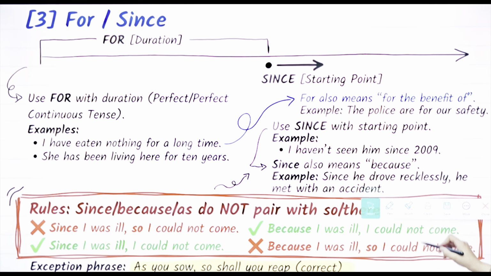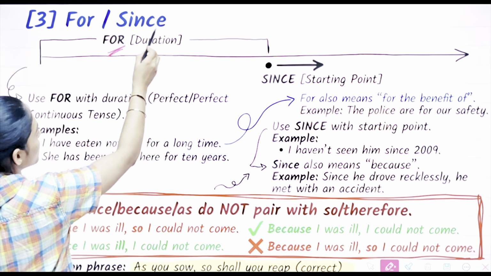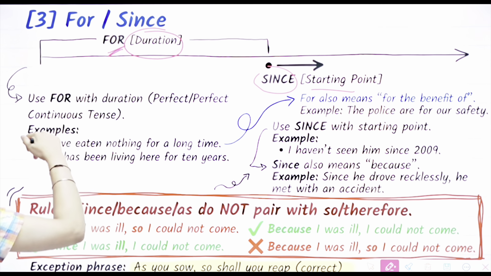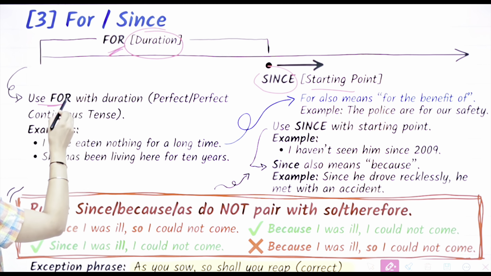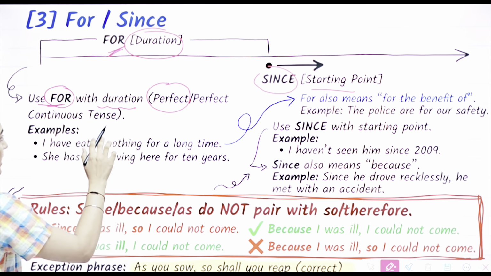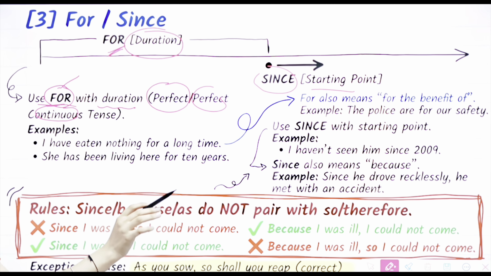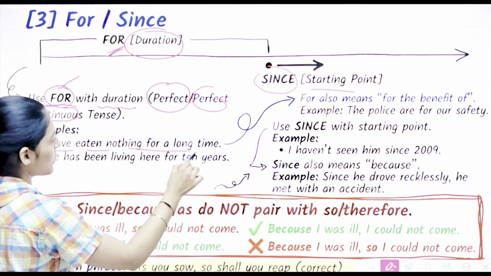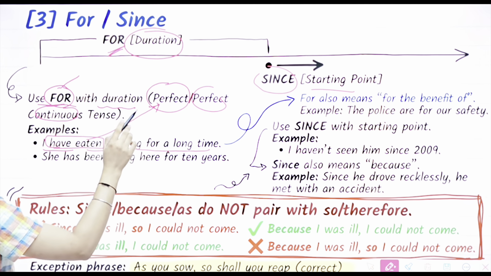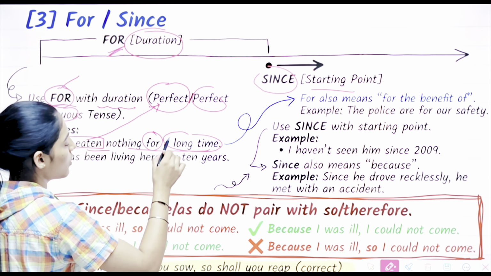Now moving to the next one. The third one is for and since. For is used for duration and since is the starting point. First we will see for, then I will explain since. Use for with duration. For example, whenever we have perfect tense and perfect continuous tense, along with that we will use for. For example, I have eaten nothing for a long time. So here have eaten is a perfect tense, and along with that we have used for, and we have a duration over there, a long time.